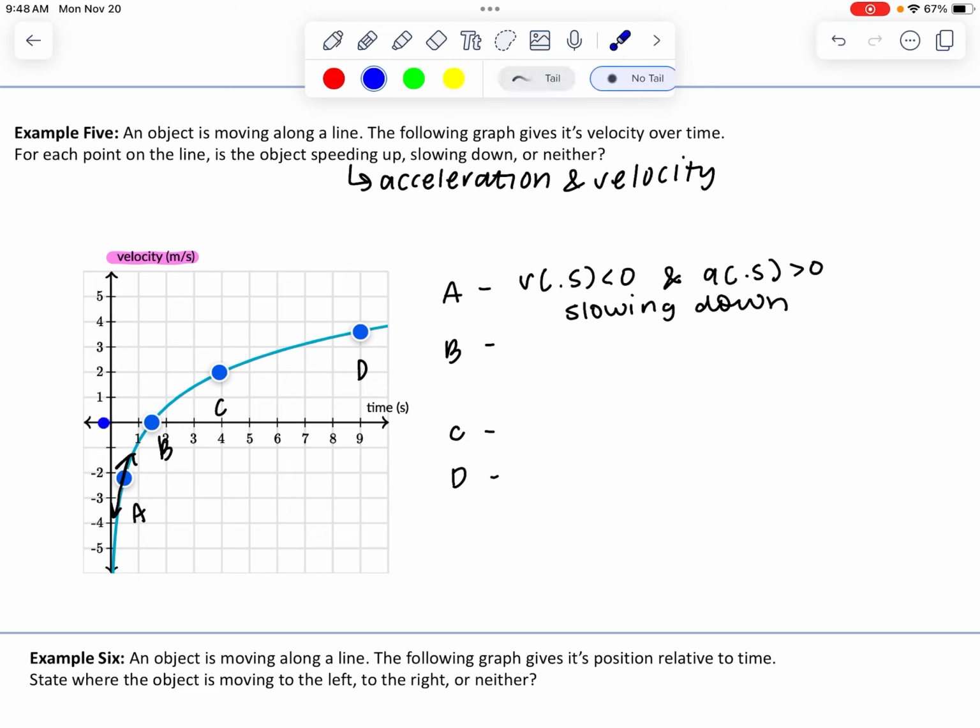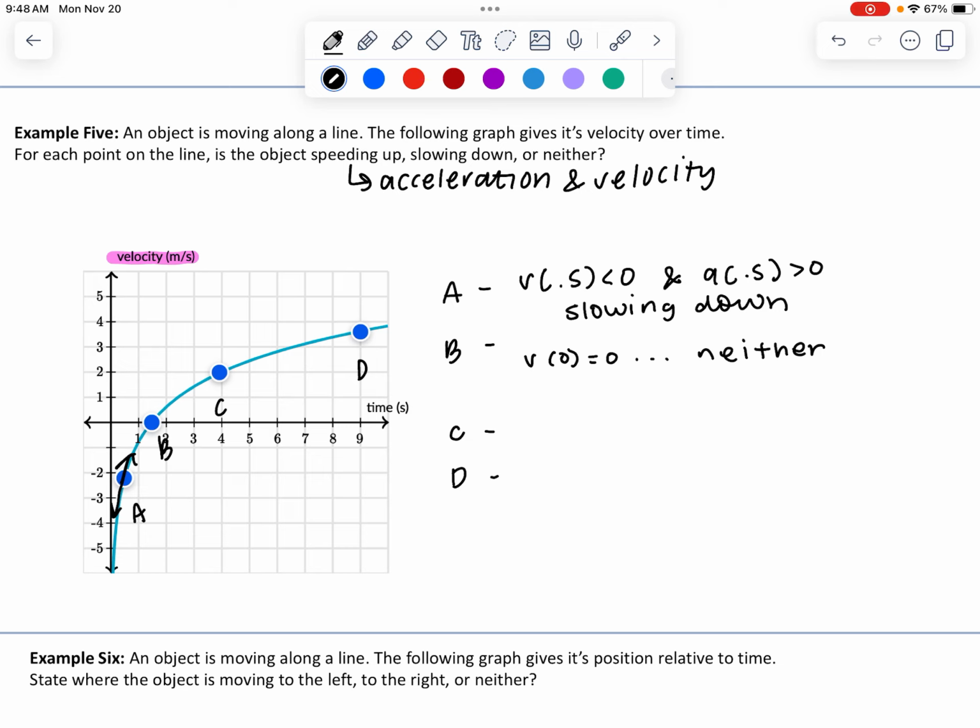At B, the velocity is 0. And if the velocity is 0, or if either of them is 0, you do not need to proceed because that means it's at rest. I don't really care what the acceleration is because it's not moving, so it can't be speeding up or slowing down. And so that one is just neither, so you're not even concerned.